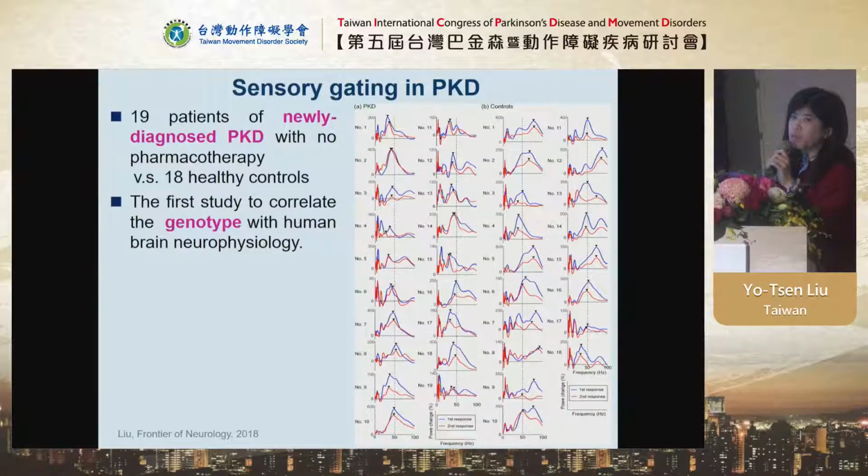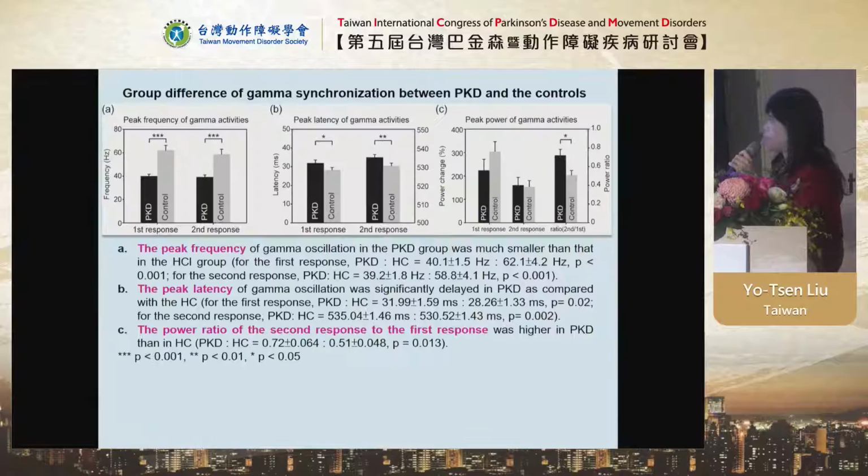So our study is to recruit 90 patients, and they are all freshly diagnosed. That means they did not take any medication, so we can get rid of the interference of pharmacotherapy. And also, we first want to look at the correlation between the genotype and the neurophysiological change. We found that in PKD patients, compared with the case control, the peak frequency is significantly decreased, but the latency is significantly prolonged. That means they cannot respond properly. They start at the same time and cannot stop at the same time.